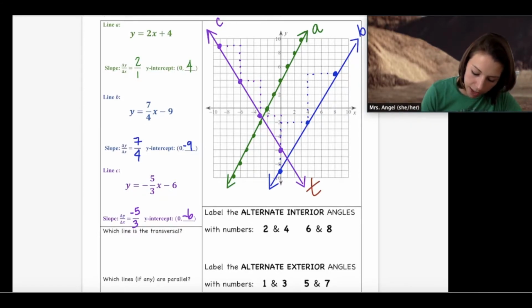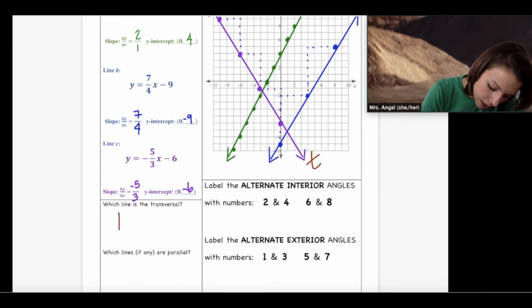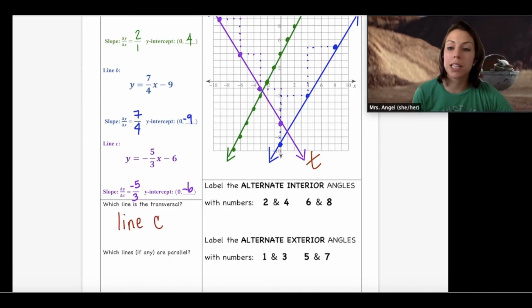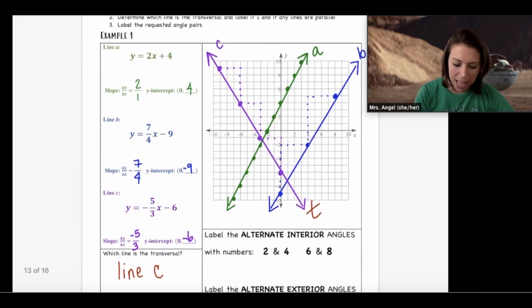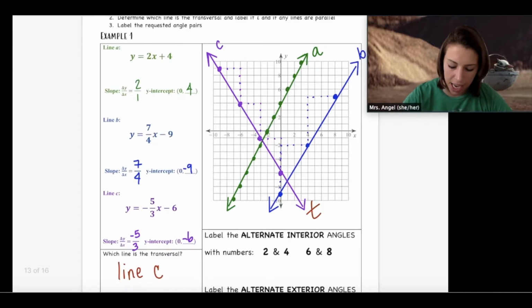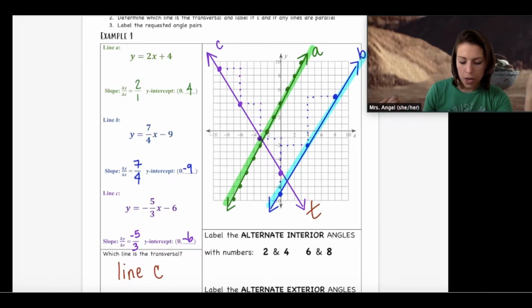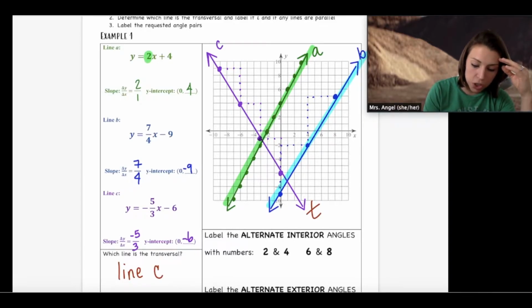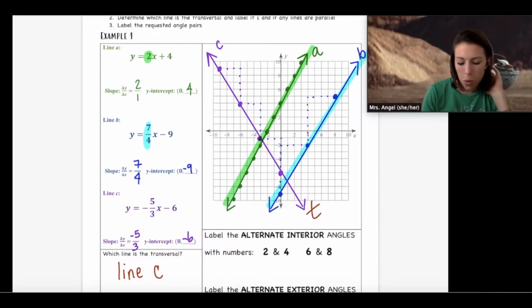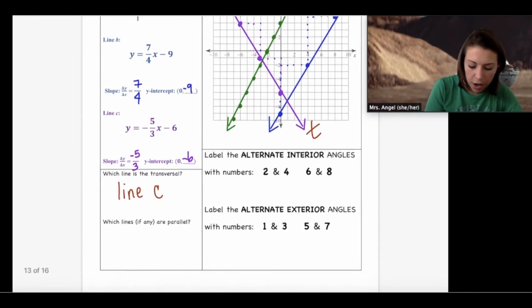And down here on the left, which line is the transversal? Line C was our transversal. Are any lines parallel? Well, the only lines that could be parallel, according to this diagram, would be A or B. And in a coordinate plane, we know lines are parallel if they have the same slope. The slope of line A is 2, and the slope of line B is 7/4. Those are not the same, meaning lines A and B are not parallel. So I'm just going to come down here and say none. We do not have any parallel lines.